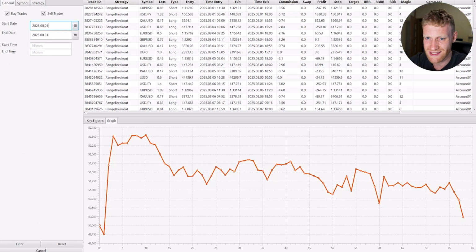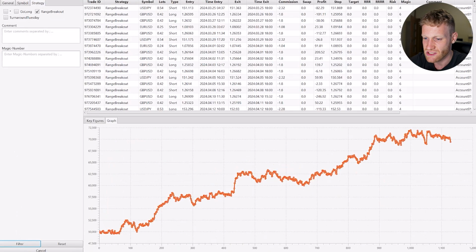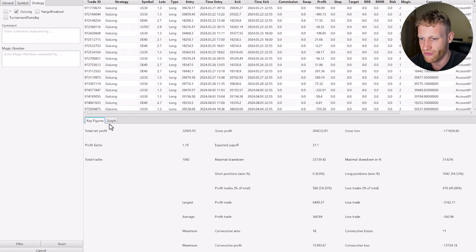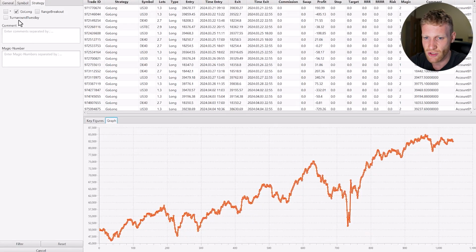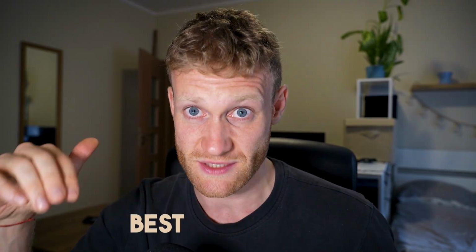So what I want to do now is, again, filter for the whole trading period for the strategies. Let's start with range breakout EA. Overall we can see range breakout EA generated 19,300 euro in profit. Go long strategy overall generated a lot more, 32,400, and Turnaround Tuesday generated 7,600. So go long strategy is now the best performing strategy.